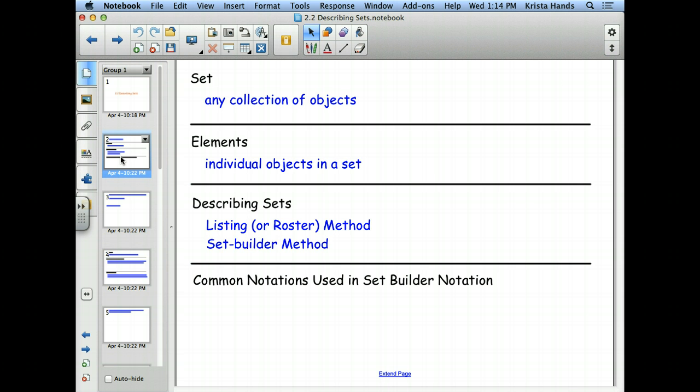Elements are the individual objects in the set. So they are the encyclopedias that are on that shelf. They are the songs that are on your iTunes account. They are the individual people that are in your family.